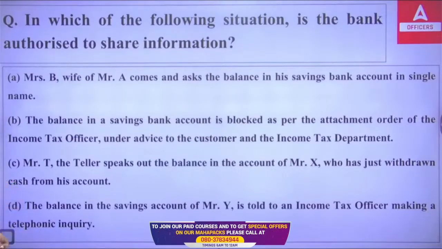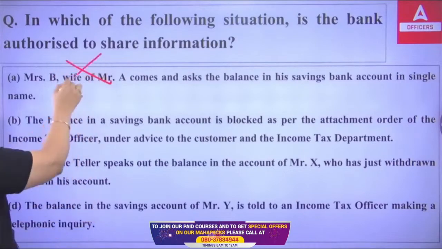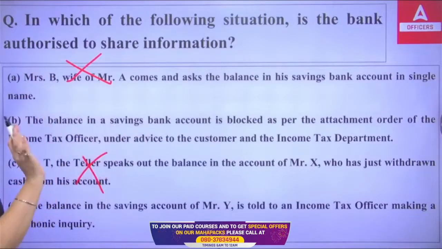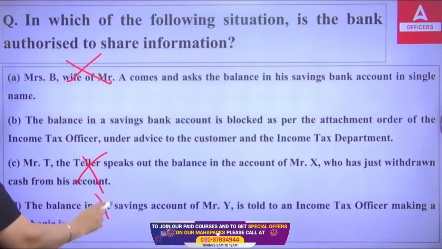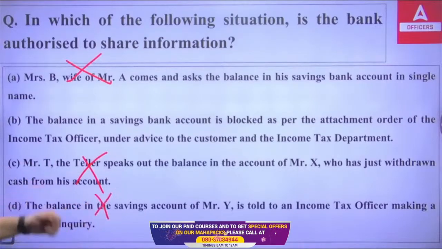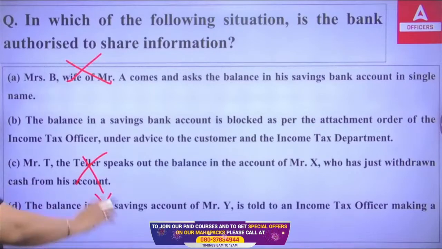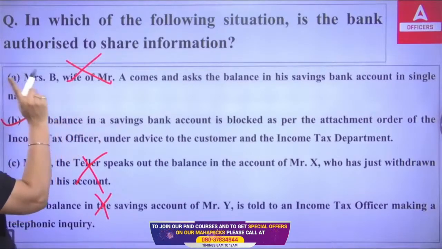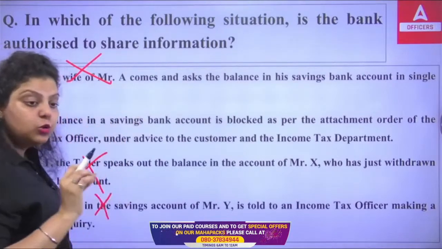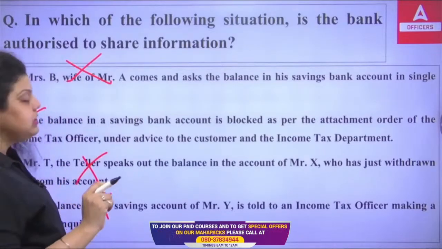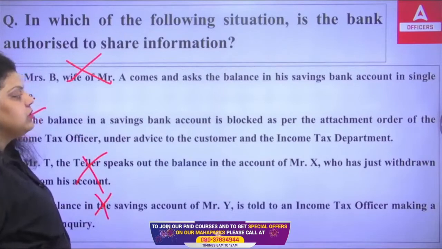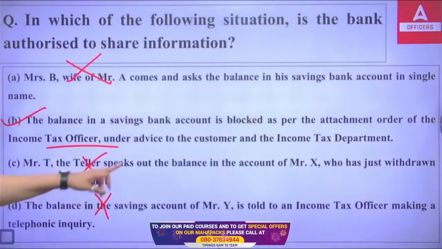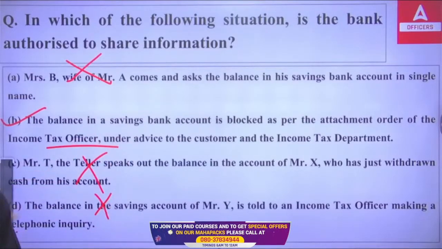So in case the wife asks about the balance in the husband's account, it is not allowed. In case Mr. T, the teller, speaks out the balance in the account of Mr. X, not allowed. The balance in the savings account of Mr. Y is told to an income tax officer making a telephonic inquiry. Can't do that. The only permission given to the bank to share the information of the customer is without violating the rule of secrecy and confidentiality, in which the balance in the savings account of a customer is blocked as per the attachment order you have received from the income tax officer under the advice to the customer and the income tax department. The right answer is B.